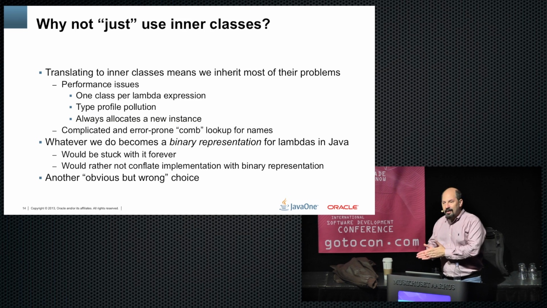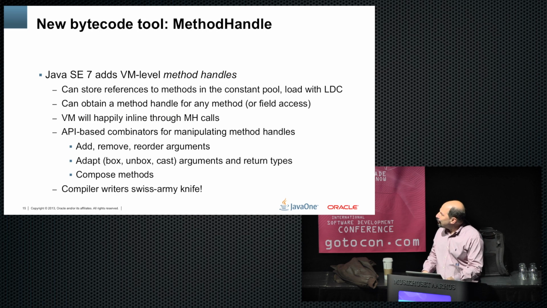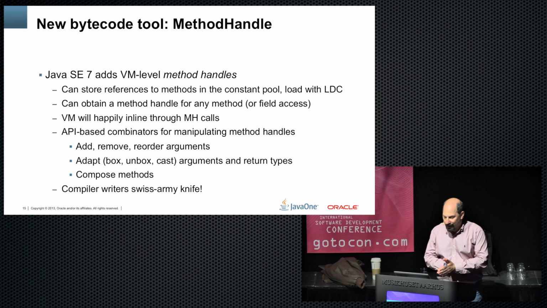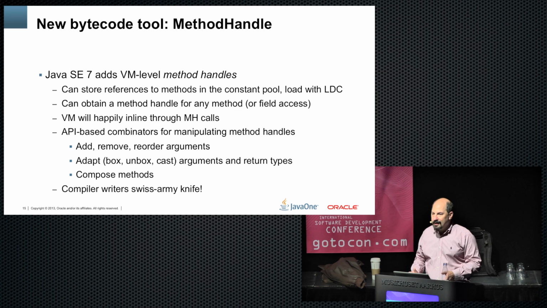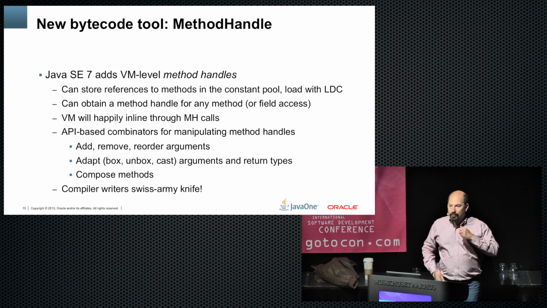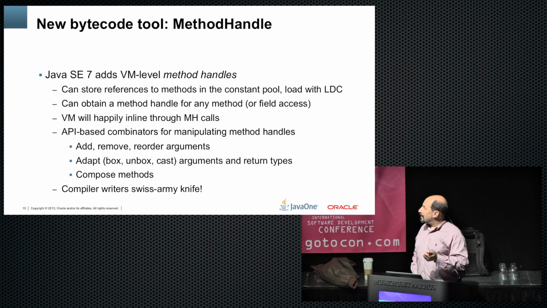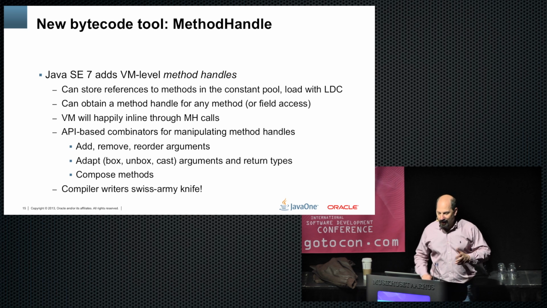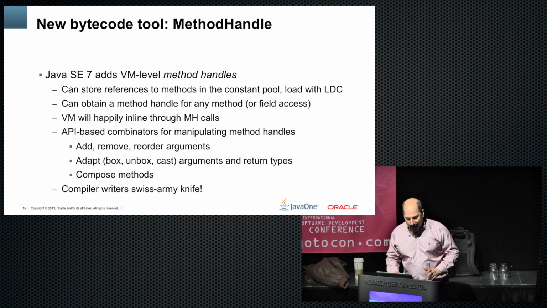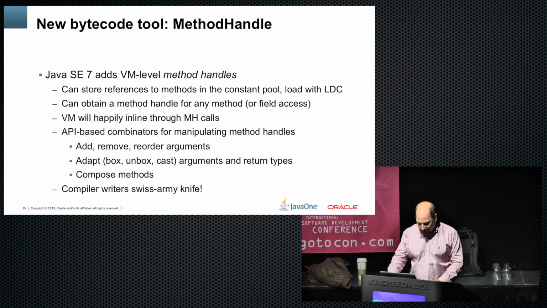In Java 7, we added a feature called method handles to the VM. Now, this is a low-level feature, really a toolkit for compiler writers. But the idea is it's like reflection, but it's actually fast. So you can store a reference to a method in a method handle. You can put those method handles in the constant pool and load them as constants, and the VM makes that really fast. You can obtain a method handle for any method or any constructor or any field accessor.